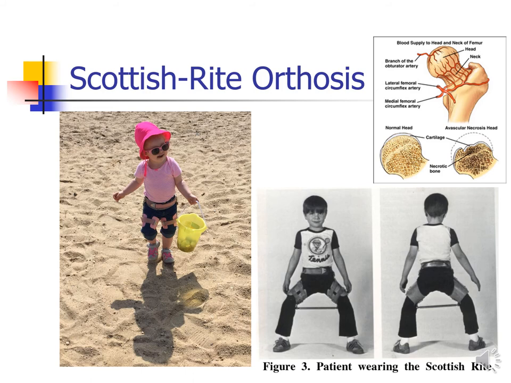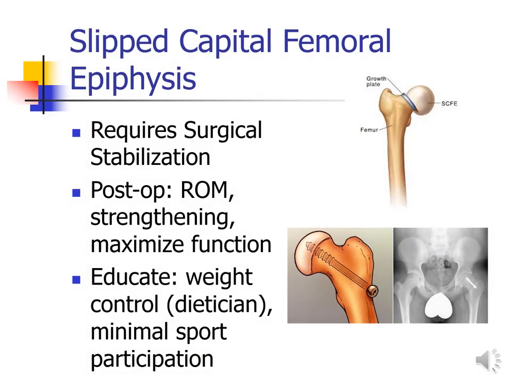And there's a couple images there of the Scottish Rite orthosis. Again, that positions the hip in relative abduction with a little bit of internal rotation, and that just facilitates appropriate healing of the femoral head. Once again, good outcomes with this if it's caught early and managed appropriately. These patients usually do pretty well long term.